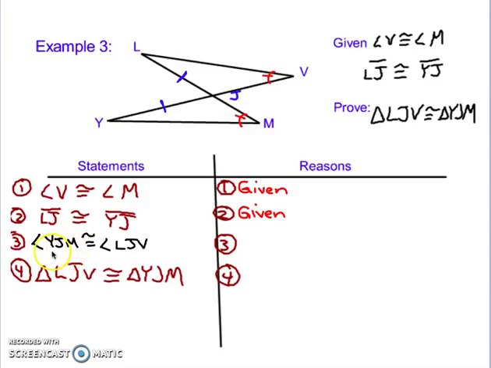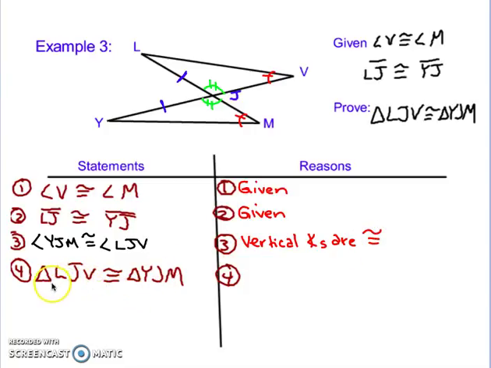And for our next statement, we have that angle YJM is congruent to angle LJV. So angle YJM is congruent to angle LJV. And for that one, we can simply write that vertical angles are congruent.